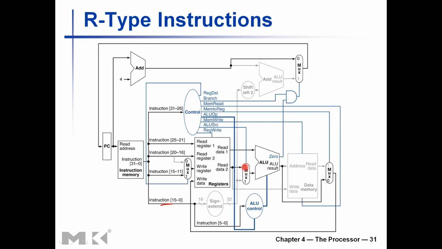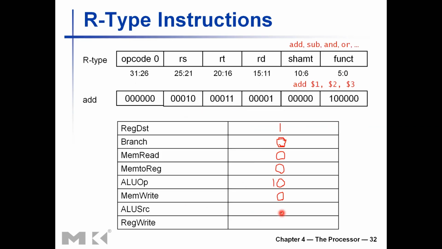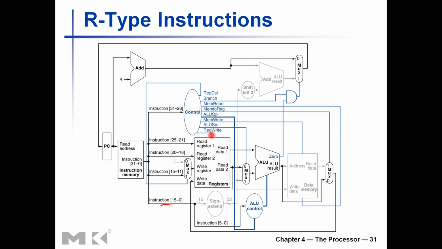For the R-type instruction, we need to send this register file output into the ALU. So we need to send a 0 to this multiplexer. So the ALU source signal should be a 0. Right. And reg write signal. Reg write signal is the write control signal into the register file. That is when we want to write something into the register file.